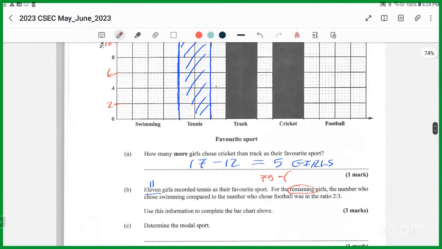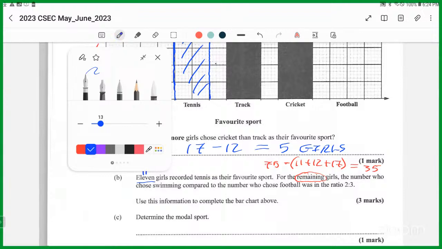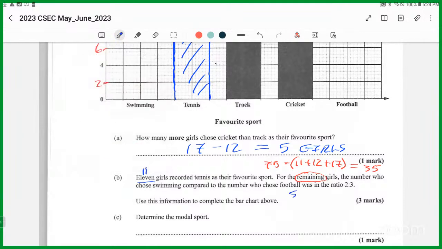We have 11, 12, and 17. I think it's 35 remaining. All right. So swimming, let's make sure. Swimming to football to the remaining is 2 to 3. Remaining part is 5.